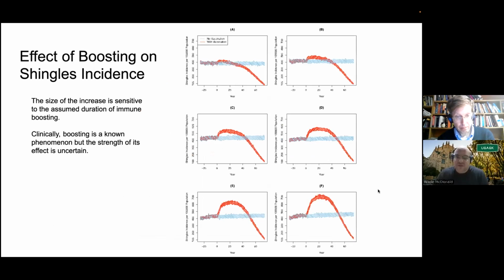I mentioned that the strength of the boosting effect is still uncertain clinically. So we conducted a sensitivity analysis on this model by examining different strengths of boosting. In the upper left here, we have a small assumption about the strength of the boosting effect, and all the way to the bottom right where we have a large assumption. So it reveals another emergent behavior, which is that the degree to which shingles cases are expected to increase depends on assumptions about boosting of immunity.